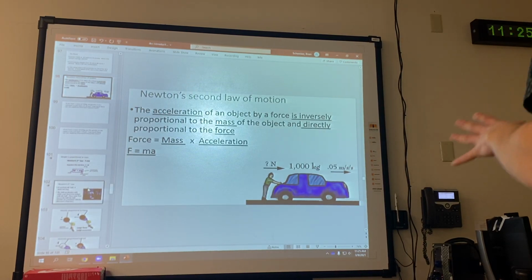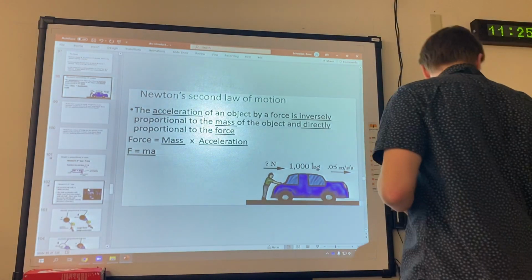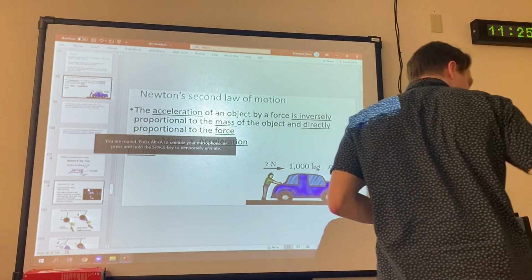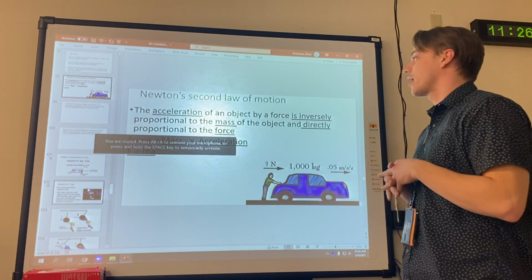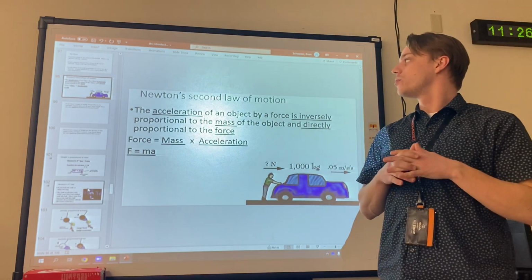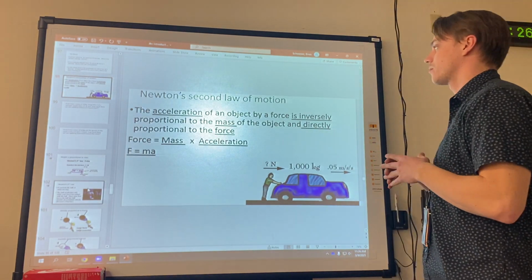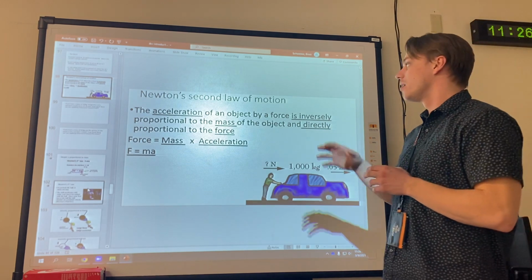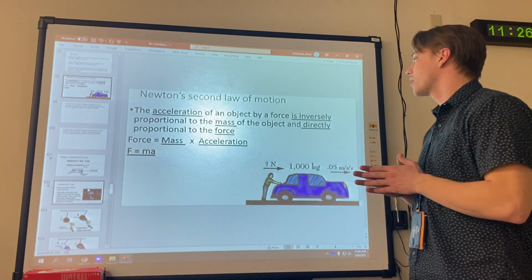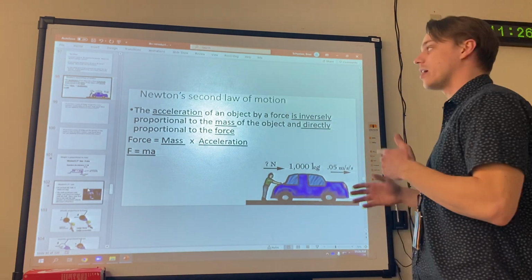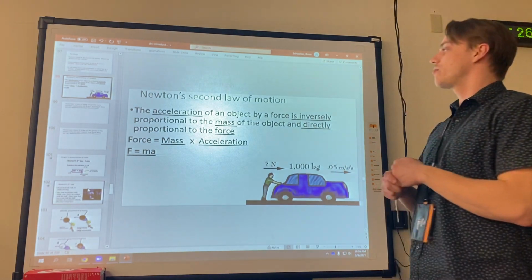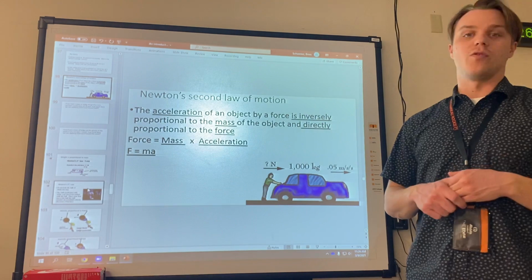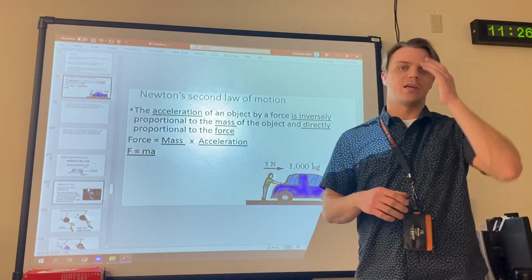All right, now that we've talked about acceleration, or a change in speed, we can start to discuss Newton's second law. Okay? So Newton's second law is just the idea that the acceleration of an object by a force is inversely proportional to the mass of the object and directly proportional to the force. Okay, so what does this mean?